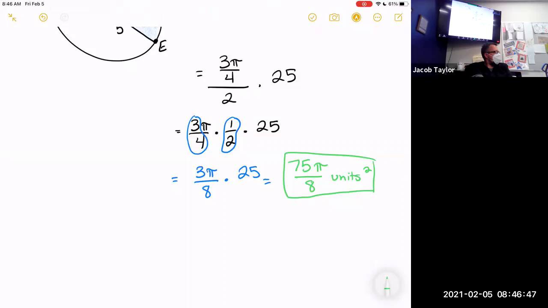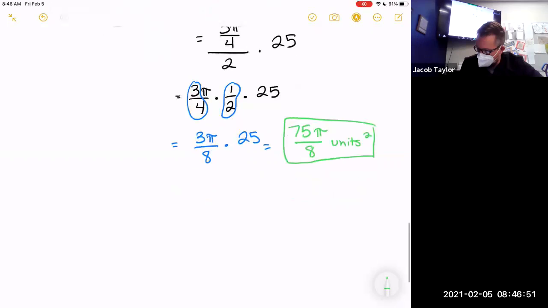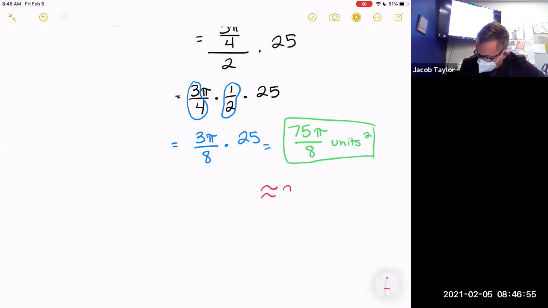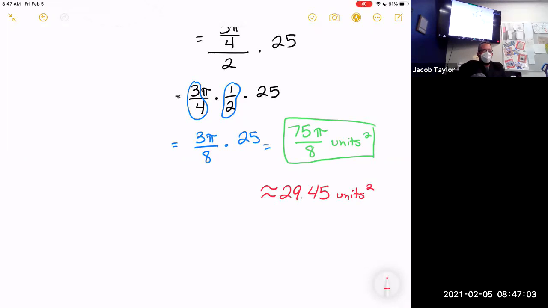29.45. 29.45, what? Is that what it is? When you multiply, oh, okay. 29.45 then would be the approximate answer. I didn't even figure that out, but sure. That sounds reasonable, if we wanted the approximate answer.